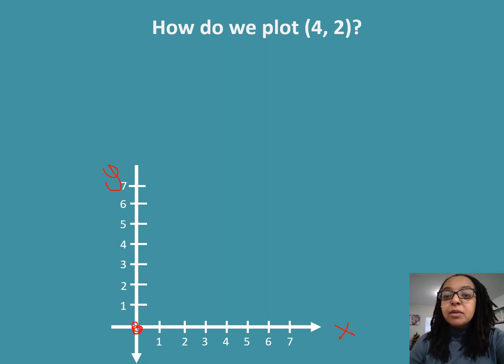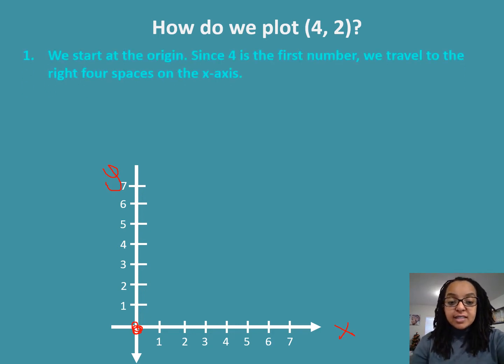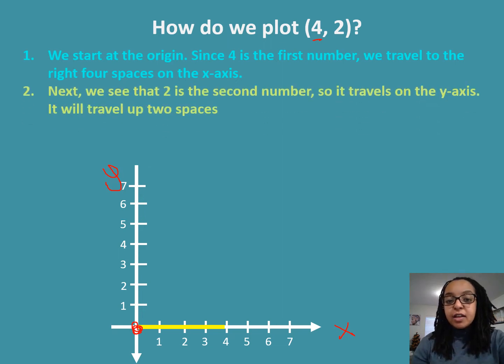Now let's talk about how we can plot 4, 2, because now I've set up my coordinate plane to graph. The first thing I need to think to myself is the origin. We just talked about that, right? We always start at our origin. And since 4 is the first number right here, I would travel 4 spaces to the right on the x-axis, just like this. Watch that yellow line. I started at the origin, and I ended up 4 spaces to the right. 1, 2, 3, 4.